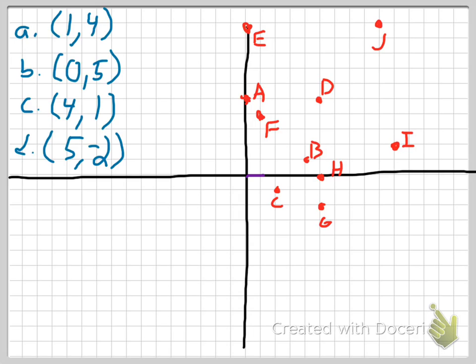So if I'm going 1, 4, let's think. I'm going to go 1, 2, well, no, I'm doing that wrong. I need to go over 1 because that's my x. I need to go up 4. 1, 2, 3, 4. Right there. What point is that? That looks like point F.